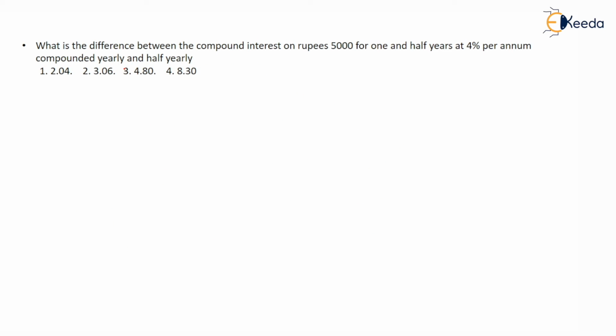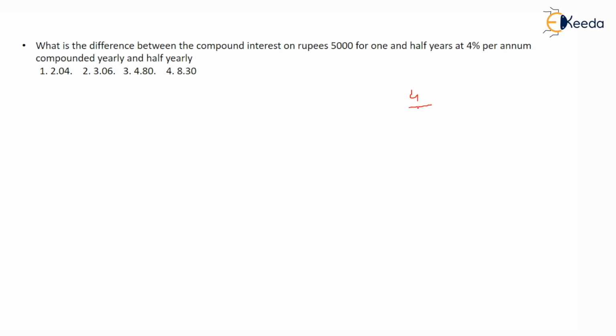Okay, this is the question. What is the difference between the compound interest on rupees 5,000 for 1.5 year at 4% per annum compounded yearly and half yearly, okay? So you can simply find out, right? For 1.5 year they told you. So one question they ask you the difference between both if one is placed on yearly basis and one on half yearly basis. So if I consider it half yearly, so this is annually, right?